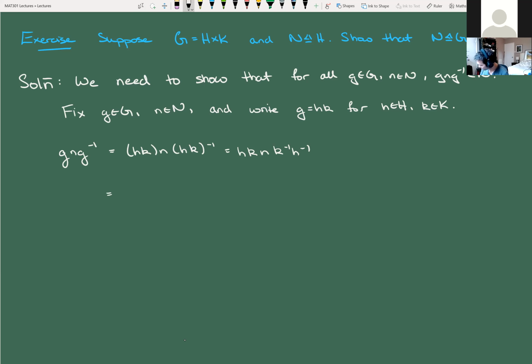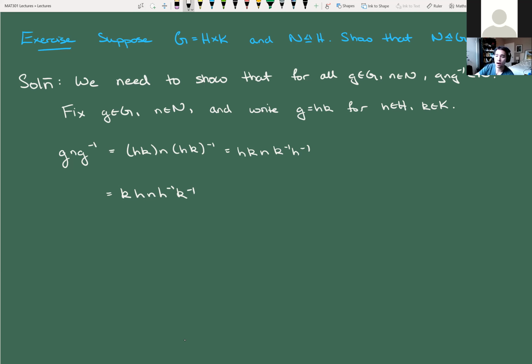So I'm going to try and move it so that the h's end up beside the n's, because what do I know? I know that N is normal in H. I don't know anything about how N is related to K, but I do know it's related in H. So I'm going to get k h n h inverse k inverse, right? Right now, that's the best that I can do because I can't push the h's through the n's. I don't know that N might commute with things in H. That doesn't need to be true.